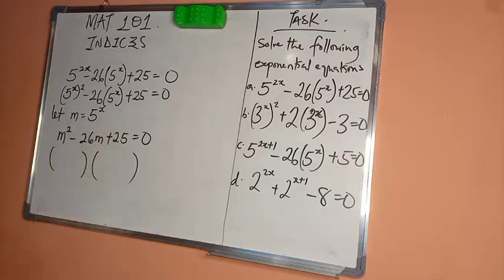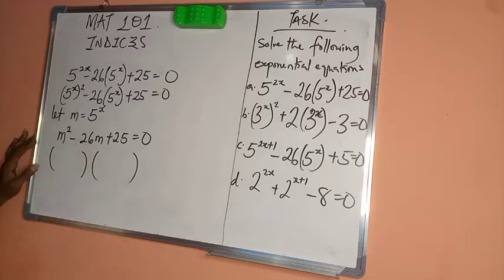So let's see. We can have minus 1 and minus 25. These are the factors. Why? Because minus 1 minus 25 is minus 26. I'm just leaving out the variables, right? Then minus 1 times minus 25 gives you what?